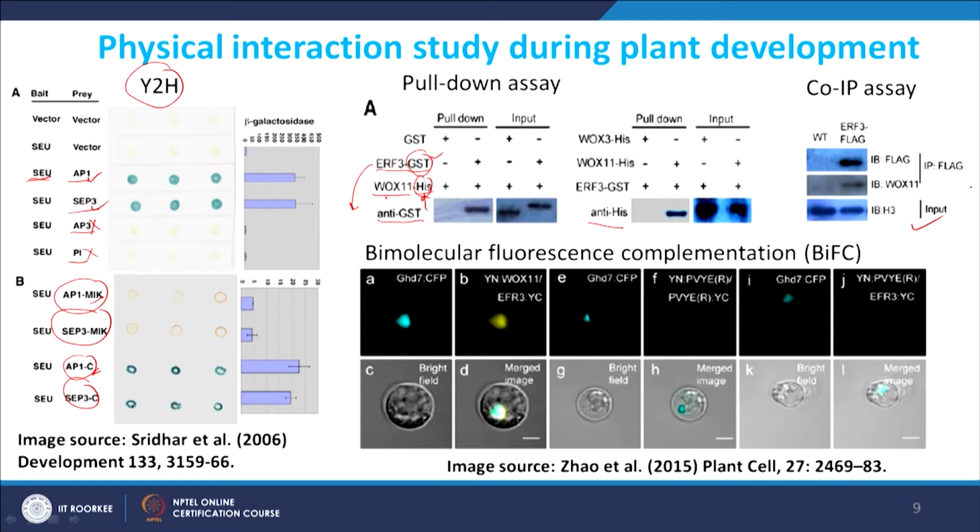Another way of doing protein-protein interaction is co-IP, co-immunoprecipitation. This you can do in vivo. So, you can basically make a transgenic plant where you already have a tagged protein, for example, this is a FLAG tag. You can tag your protein with any tag, and then you can use antibody against the tag, and you can do the pull down from the total extract from the plant, and then detect or do immunoblotting with the other gene which you want to show the interaction.